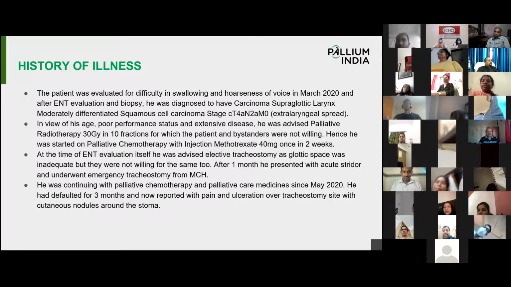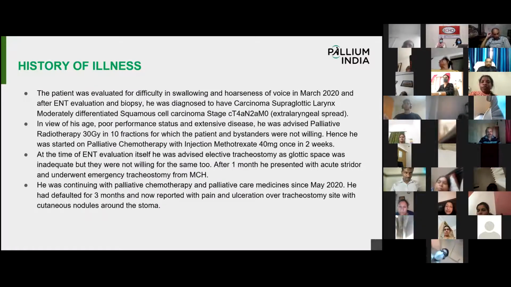Coming to the history of the illness, the patient was evaluated for difficulty in swallowing and hoarseness of voice in March 2020. After ENT evaluation and biopsy, he was diagnosed to have carcinoma supraglottic larynx, moderately differentiated squamous cell carcinoma, T4A in view of extralaryngeal spread, and N2A, stage 4A. In view of his age, poor performance status, and extensive disease, he was advised palliative radiotherapy, 30 gray in 10 fractions.